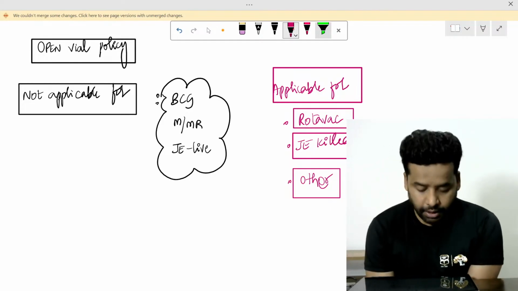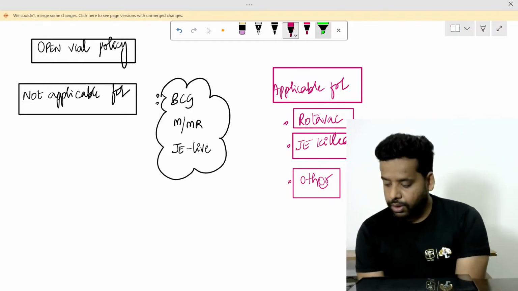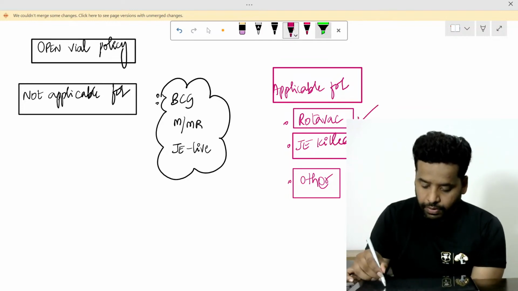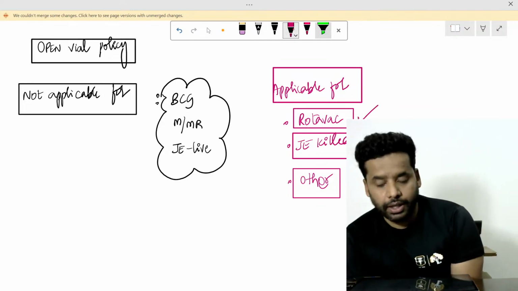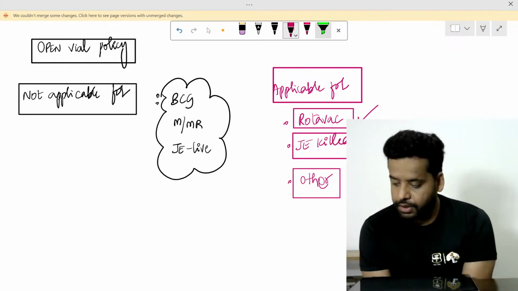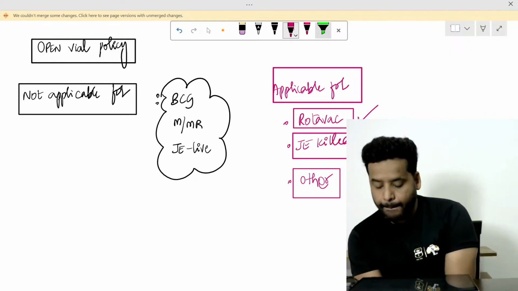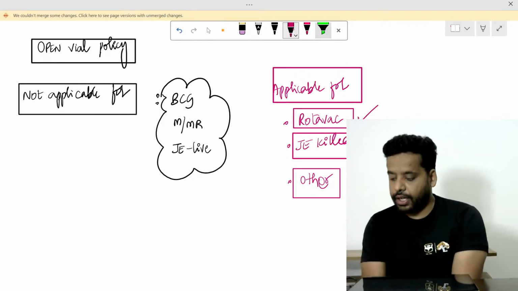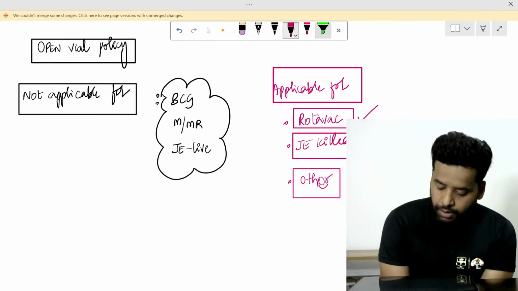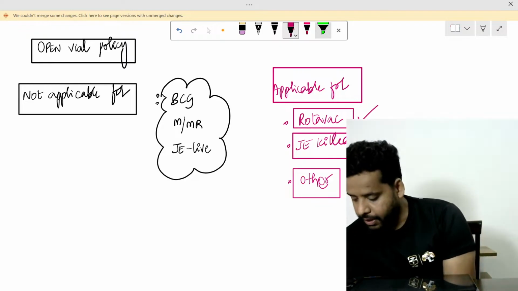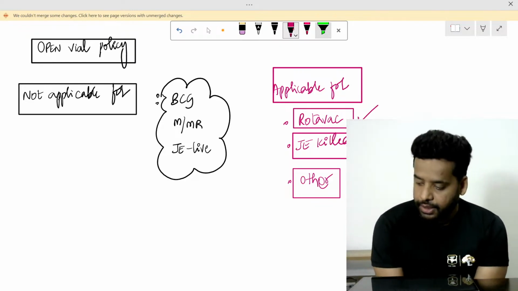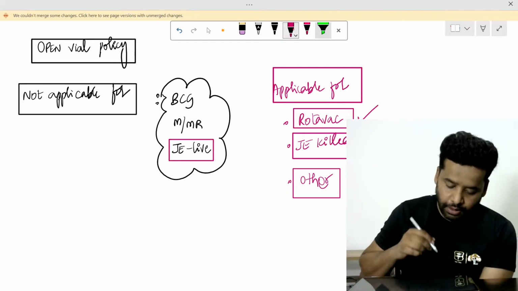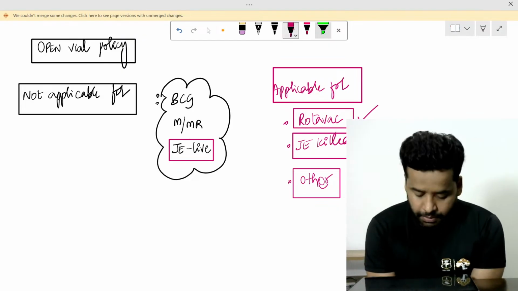It is applicable. So now tell me, Rotavac, is it applicable or not? See the words properly. Yes, sir, it is applicable. You can use it in the next session. JE killed. Is it applicable or not? Yes, sir, it is applicable. You can use it in the next session. JE live, you cannot use it because it is diluted with phosphate buffer saline.